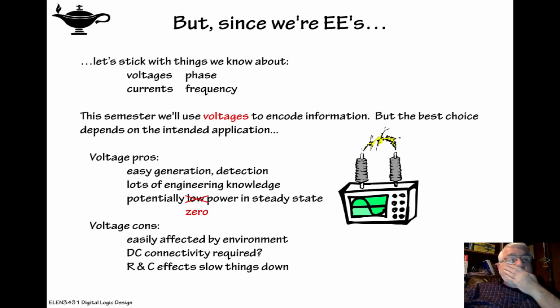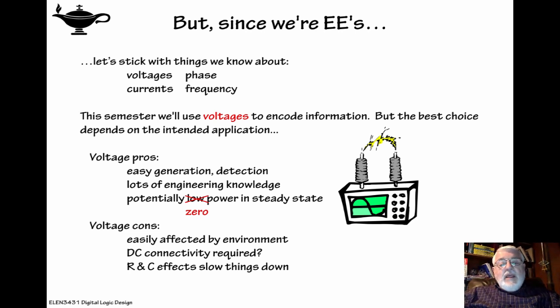All right. That's all a lot of fun, but since we're double E's, let's stick with things we know about. We know about voltages, phase, currents, frequency. That's what we work with. This semester, for this course, we're going to use voltages to encode information. But the best choice depends on the intended application. So you may want to encode with one of these other things. It just depends on what you're working with.